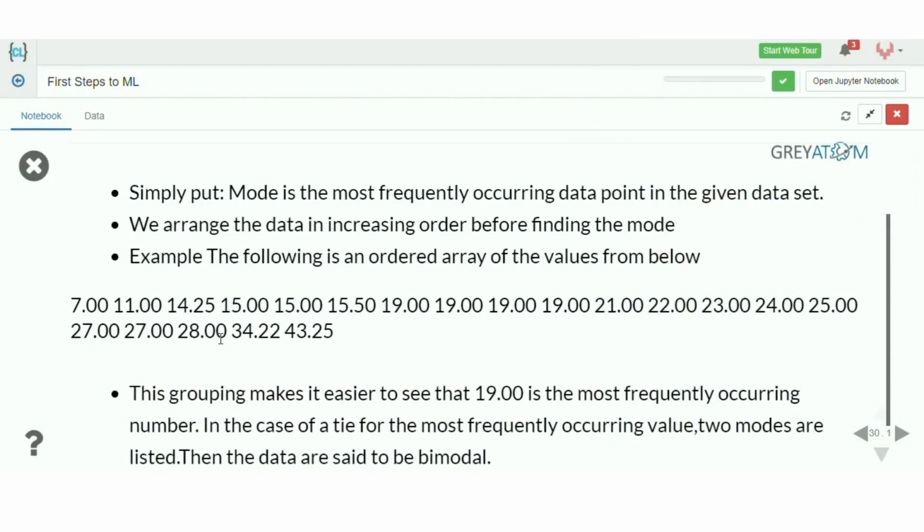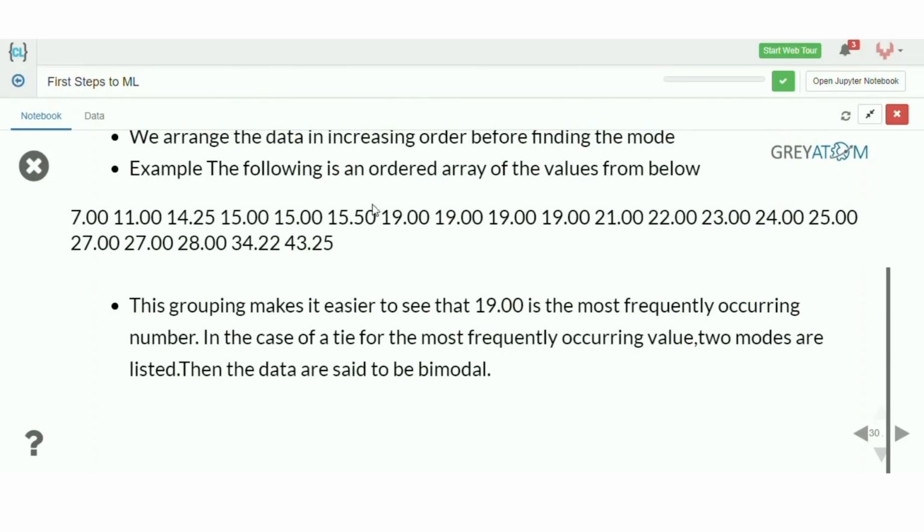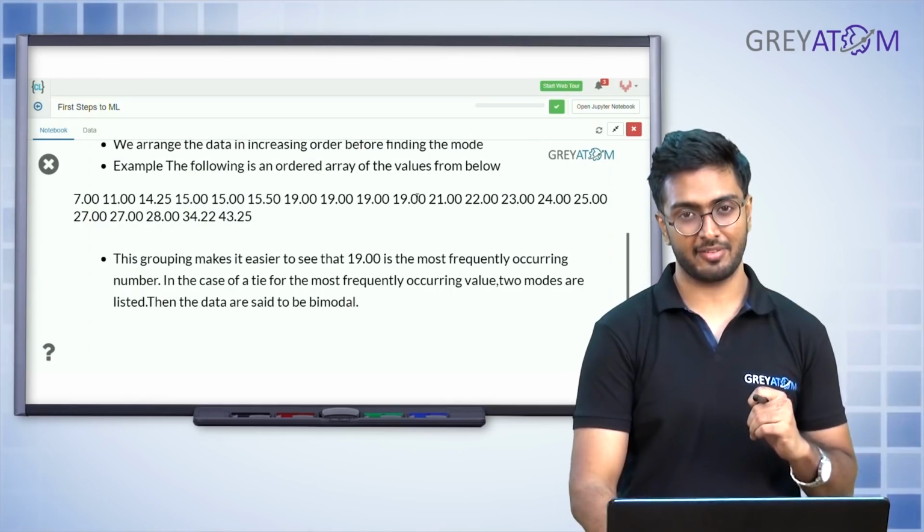For example, this is the data that you have here, and in this grouping you can see that 15 is occurring 2 times, 11 is occurring 1 time, 27 is occurring 2 times, but 19 is occurring 4 times. So that means 19 is the mode, right? Because it's the most frequently occurring data, right? Most frequently occurring value, right?